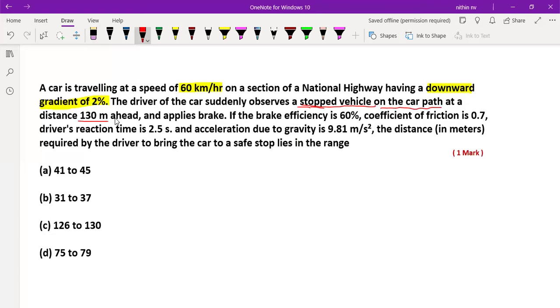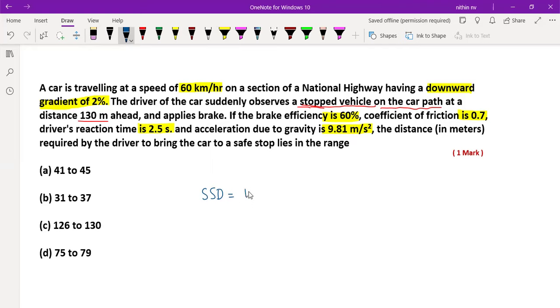Now they have given that it's at 130 meter ahead. So let it be there. Sometimes we may not require that data. Now, if the brake efficiency is 60% and the coefficient of friction is 0.7 and the driver's reaction time is 2.5 seconds. Okay, acceleration due to gravity is also given as 9.81. The distance required by the driver to bring the car to a safe stop lies in the range. So finally, they are asking the stopping sight distance. That's it, SSD.